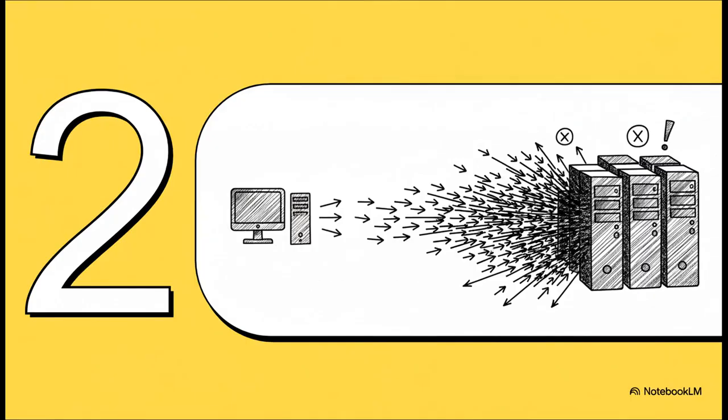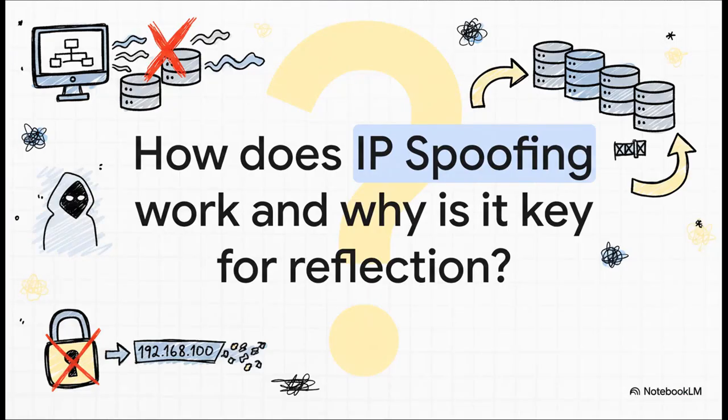Okay, so now we get the basic moves. For part 2, let's look at how attackers really scale things up, taking a simple DOS and turning it into a massive, distributed denial of service, or DDoS attack. To make an attack huge, and more importantly, to hide where it's coming from, attackers use a core technique: IP source address spoofing. So how does this digital forgery actually work, and why is it so critical?